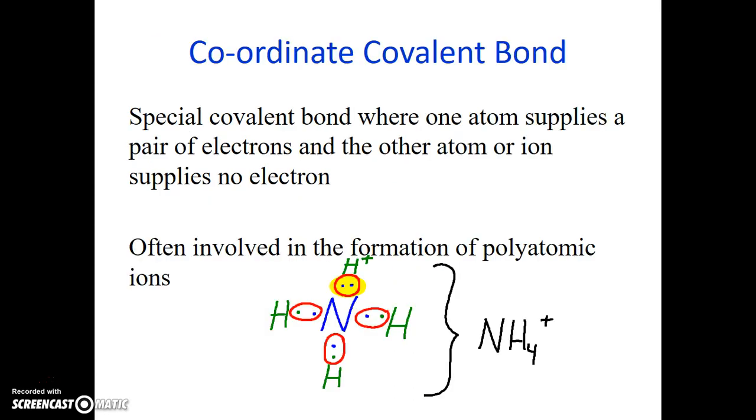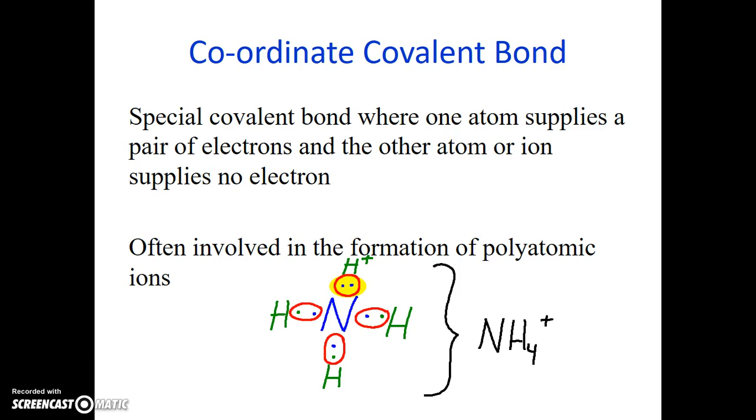One last note, there is a special type of covalent bond. It is known as a coordinate covalent bond. Again, here what makes it special is that in a typical covalent bond, each atom must provide one single valence electron to be shared between the atoms. But in a coordinate covalent bond, one atom supplies a paired set of electrons. The other atom or ion does not supply anything to the bond. This is a very unique type of situation.